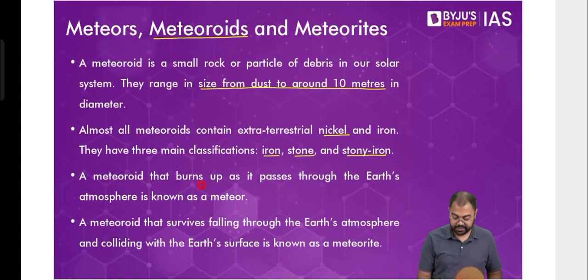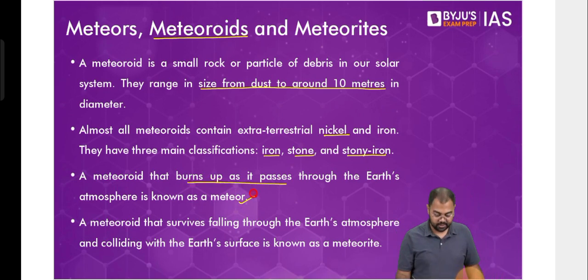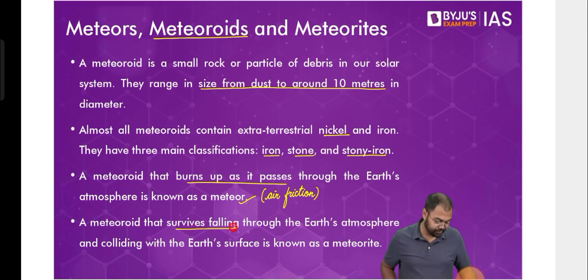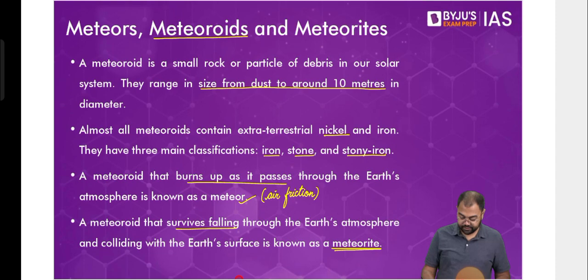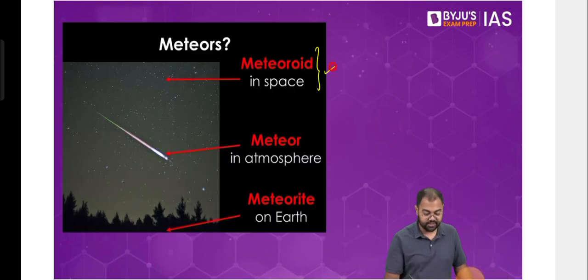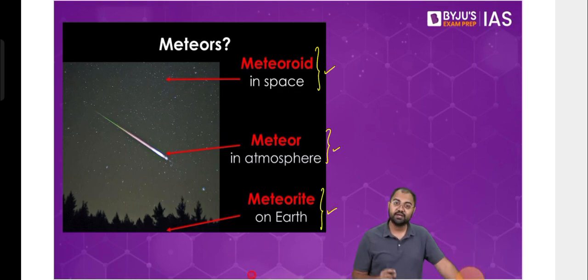So a meteoroid that burns up as it passes through the earth's atmosphere is known as a meteor. This happens because of air friction. And a meteoroid that survives the fall through the earth's atmosphere and collides with the earth's surface is called a meteorite. This is where it does not completely burn up. So this is how we look at things: meteoroids are the ones in space, a meteor is in our atmosphere as it completely burns up, and if at all it falls on the earth, then it is called a meteorite.